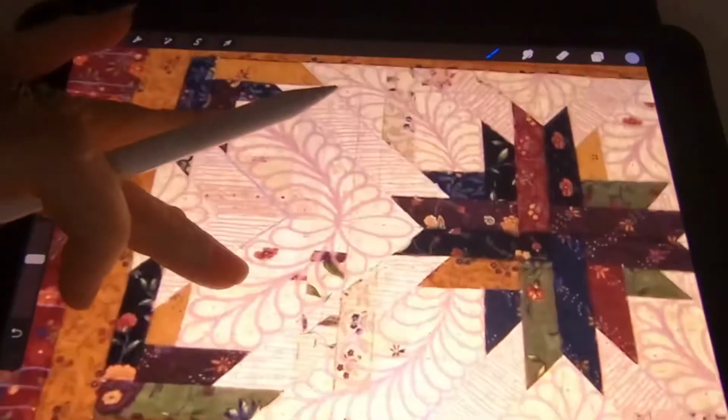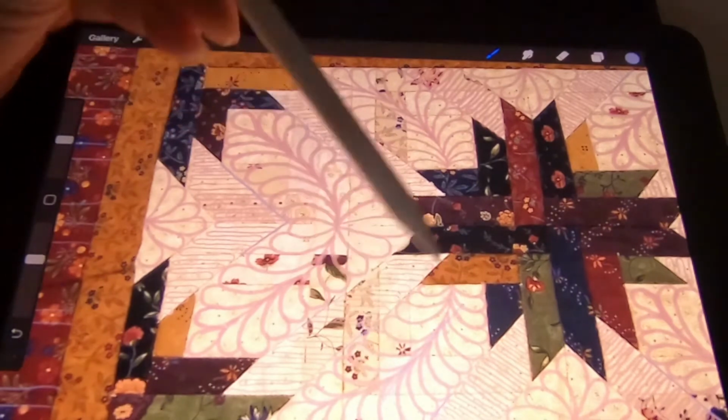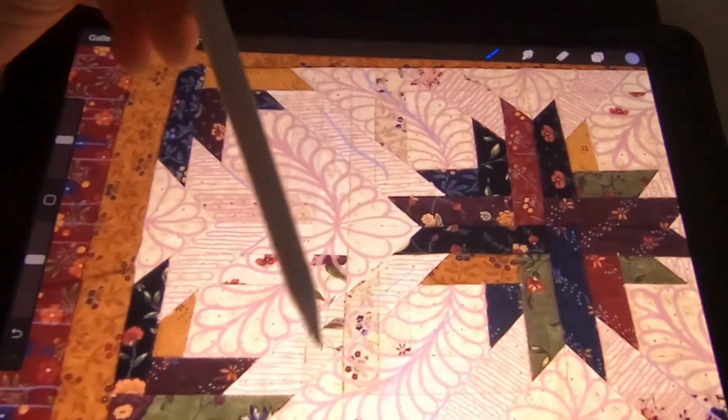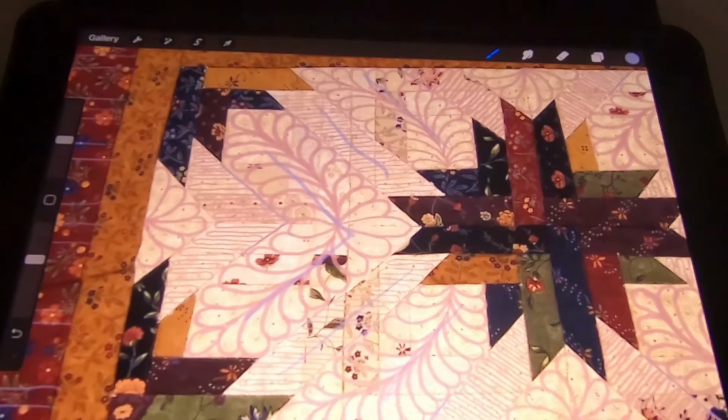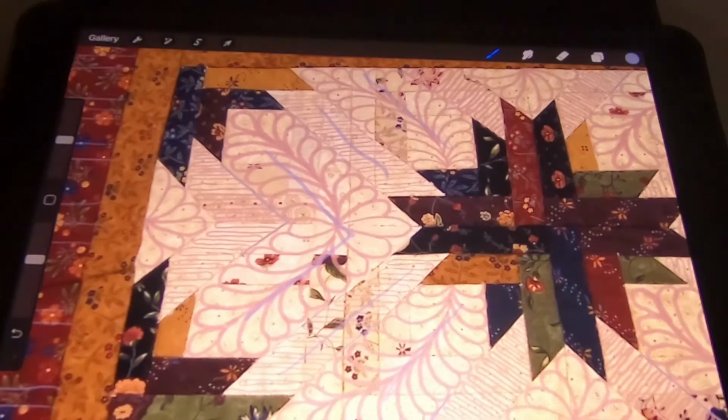I hope my hands aren't getting in the way. I wasn't paying attention to that. So here's the feathers, the squiggles, and the feathers. I really like that. If you don't like this, let me talk about something else on that too.